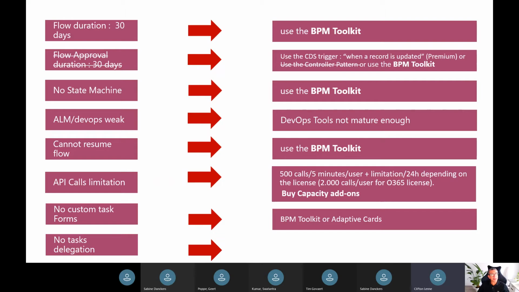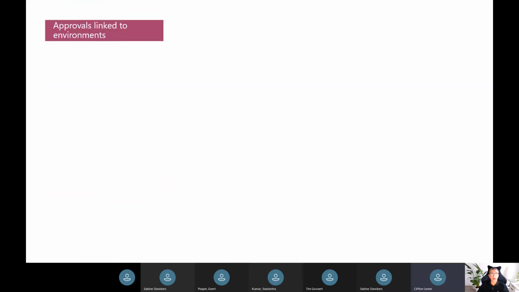There's no task delegation. Task delegation means that if you ask someone to approve something, for instance, and if this person is not there, then the business process will wait. And you can have some bottleneck in your business process. Okay, so people must be able to delegate their task to someone else. So you cannot do that in the Power Platform. That's why I put that in the BPM Toolkit.